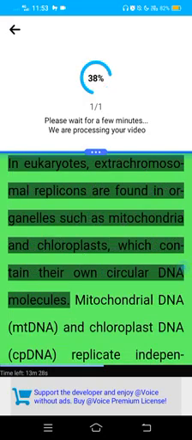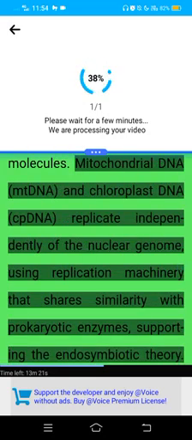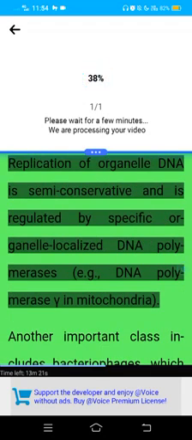In eukaryotes, extrachromosomal replicons are found in organelles such as mitochondria and chloroplasts, which contain their own circular DNA molecules. Mitochondrial DNA, mtDNA, and chloroplast DNA, cpDNA, replicate independently of the nuclear genome, using replication machinery that shares similarity with prokaryotic enzymes, supporting the endosymbiotic theory. Replication of organelle DNA is semi-conservative and is regulated by specific organelle-localized DNA polymerases, e.g., DNA polymerase gamma in mitochondria.